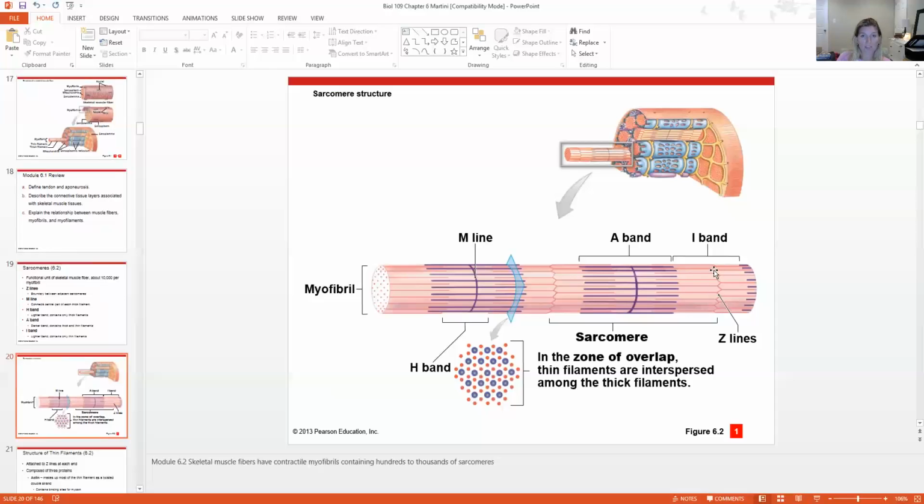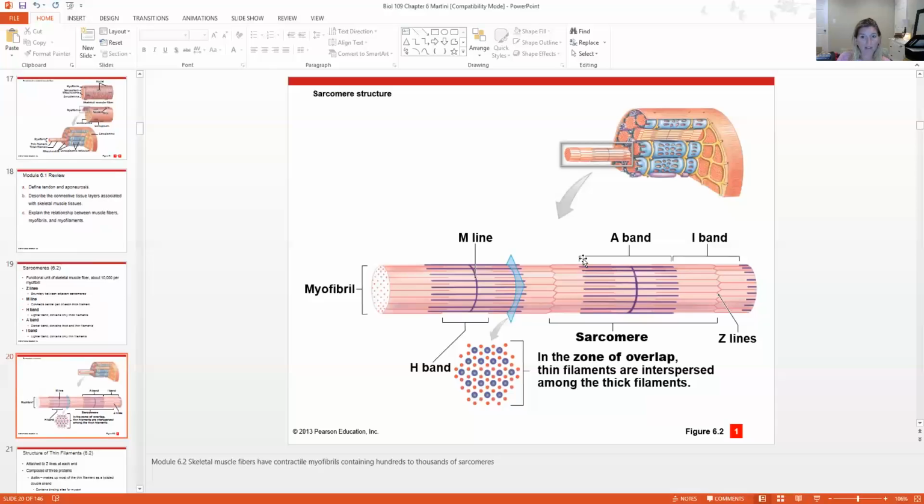The Z-line is the root of the thin filaments. So the actin filaments are anchored into that Z-line. The thick filaments are anchored to an M-line, or midline. This M-line is the middle of our sarcomere. If you notice, our thick and thin filaments overlap. It's called the zone of overlap. You will understand this a little better once we look at how a muscle cell contracts.